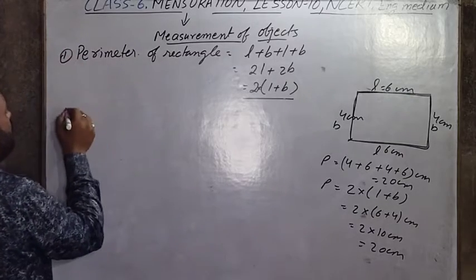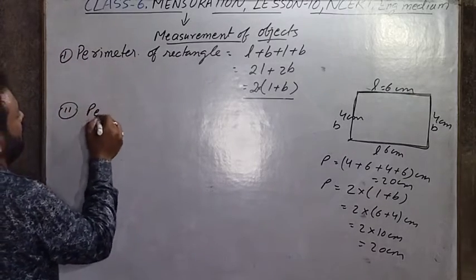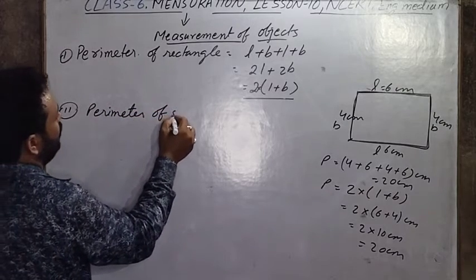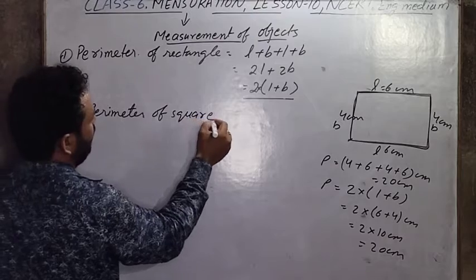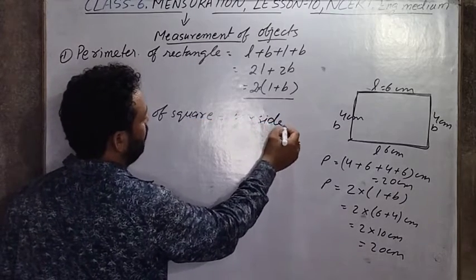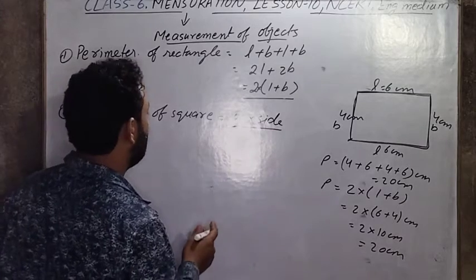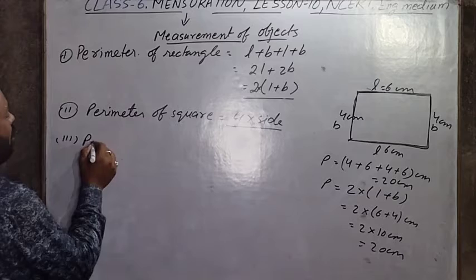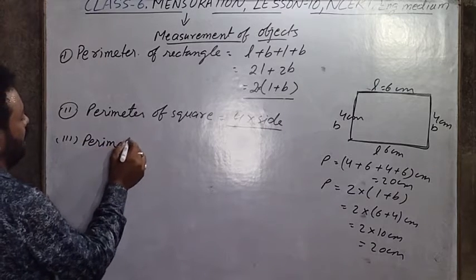This one is the first formula, this one is the second. Perimeter of a square we will take as 4 into side. If one of the sides is given, we can find the perimeter. Third one is perimeter of equilateral triangle.